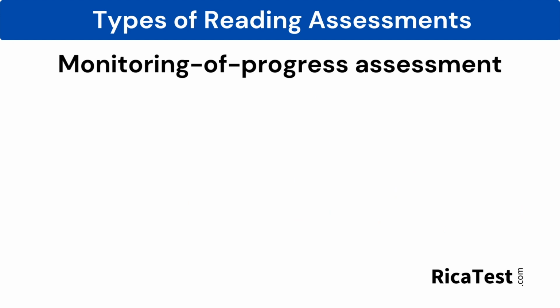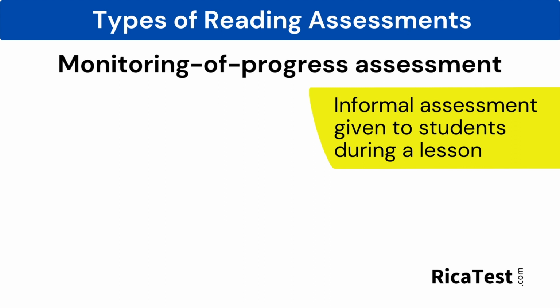The second type of assessment is called the monitoring of progress assessment. This is an informal assessment, meaning we use the spoken form, not writing, and this is given to students in the middle of a lesson.